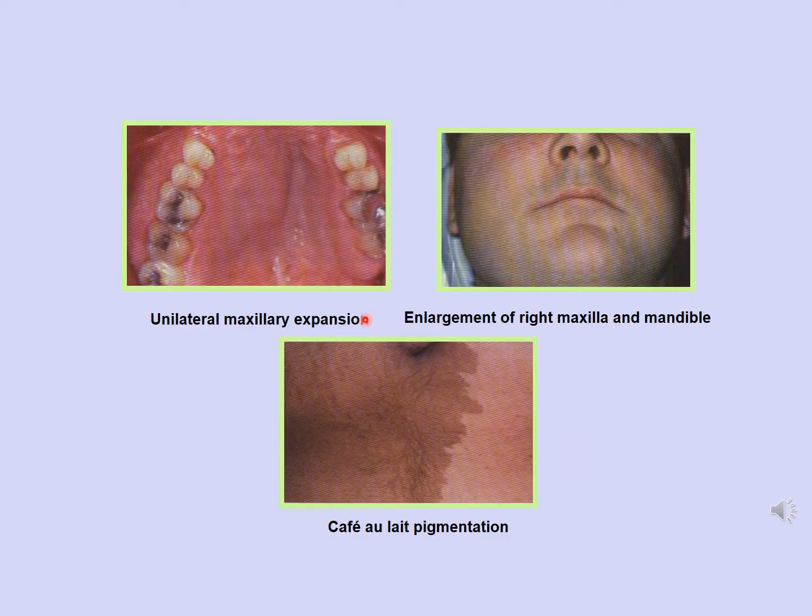This is a picture here of a patient who has unilateral maxillary expansion, enlargement of the right maxilla and the mandible, which is evident here on this picture. And this patient has cafe au lait pigmentation, right? This patient is a white skin patient, so basically the complexion is fair, and you are actually able to appreciate these tan macules on the skin. So when you see irregular margins, then we are looking at Jaffe-Lichtenstein syndrome. If this cafe au lait pigmentation has smoother margins, then this is not Jaffe-Lichtenstein syndrome, but we're looking at something else. More commonly, it could be neurofibromatosis.